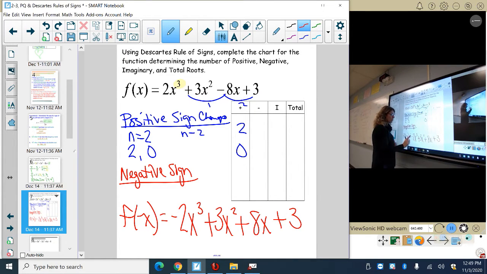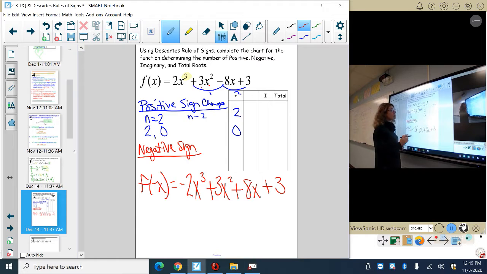2x cubed now becomes negative 2x cubed. 3x squared is even, so it stays as 3x squared. Negative 8x to the first is odd, so that becomes positive 8x to the first. And then 3 is 3x to the 0, so 0 is neither positive or negative, so you leave it alone.